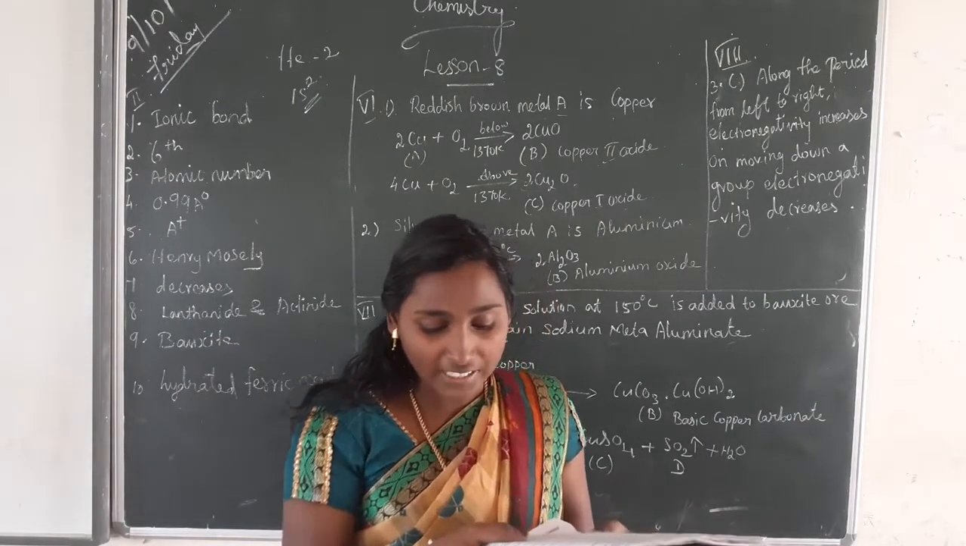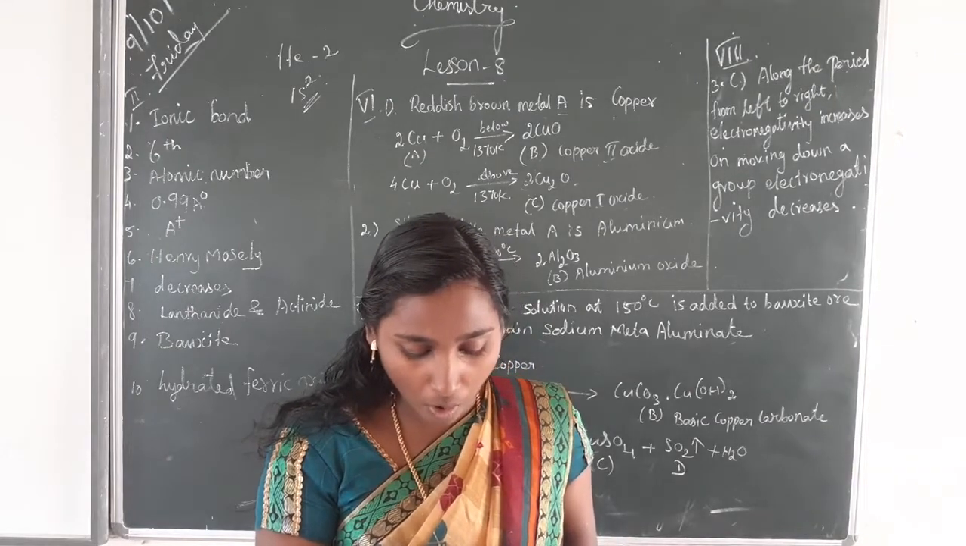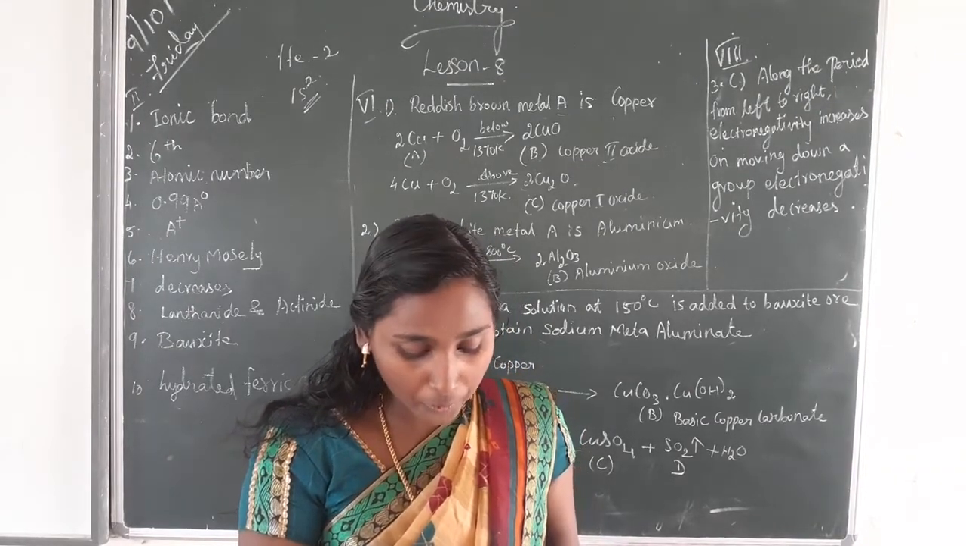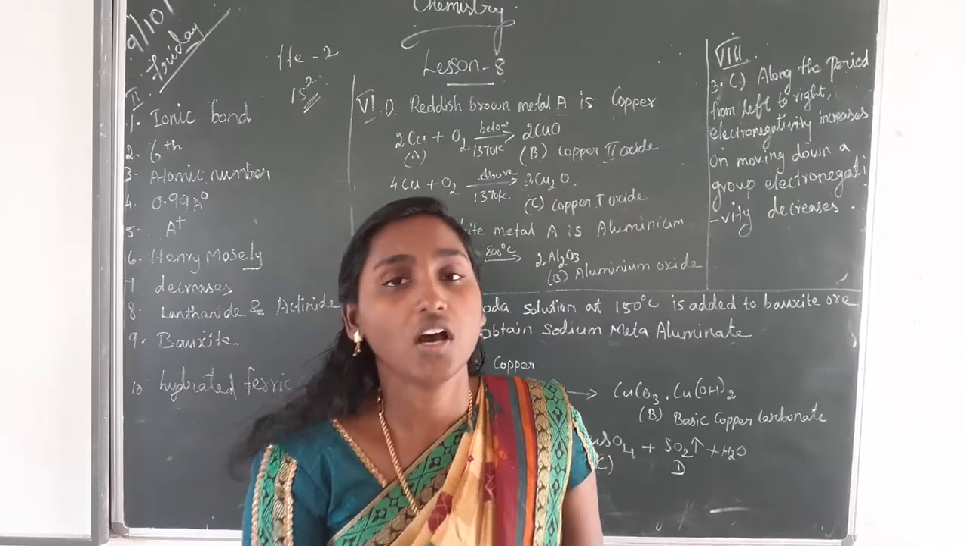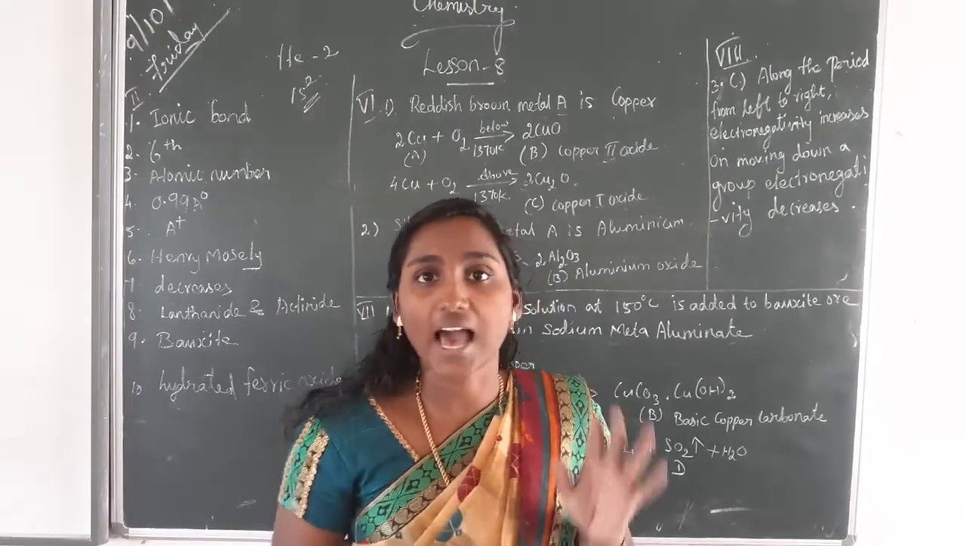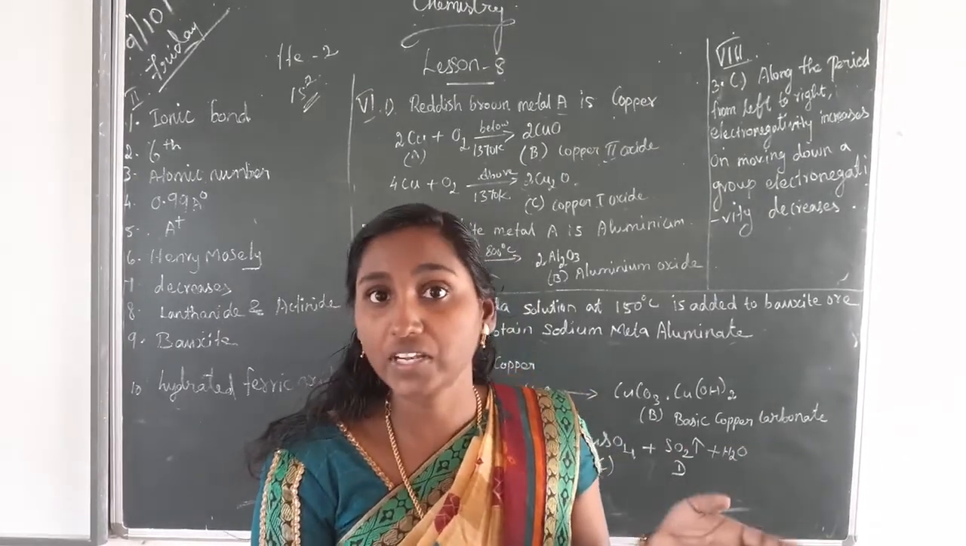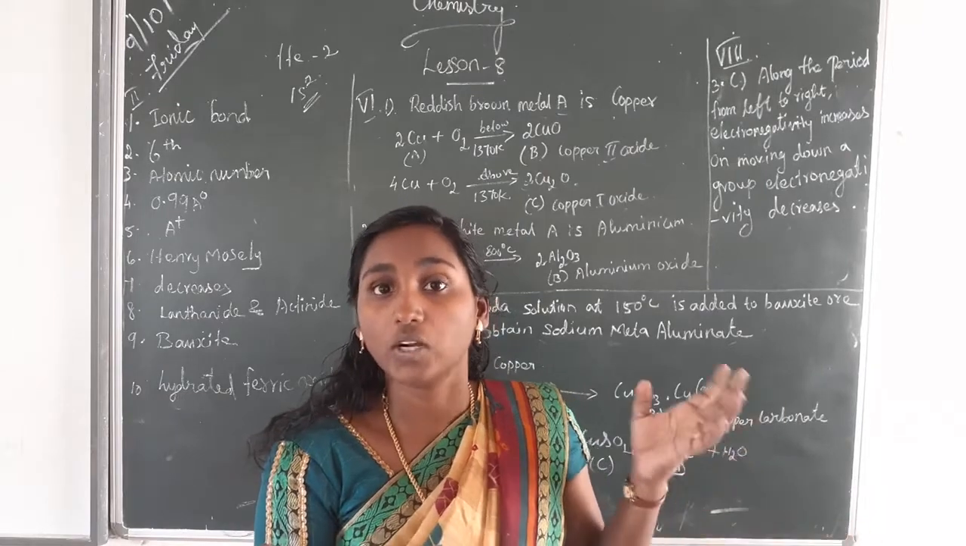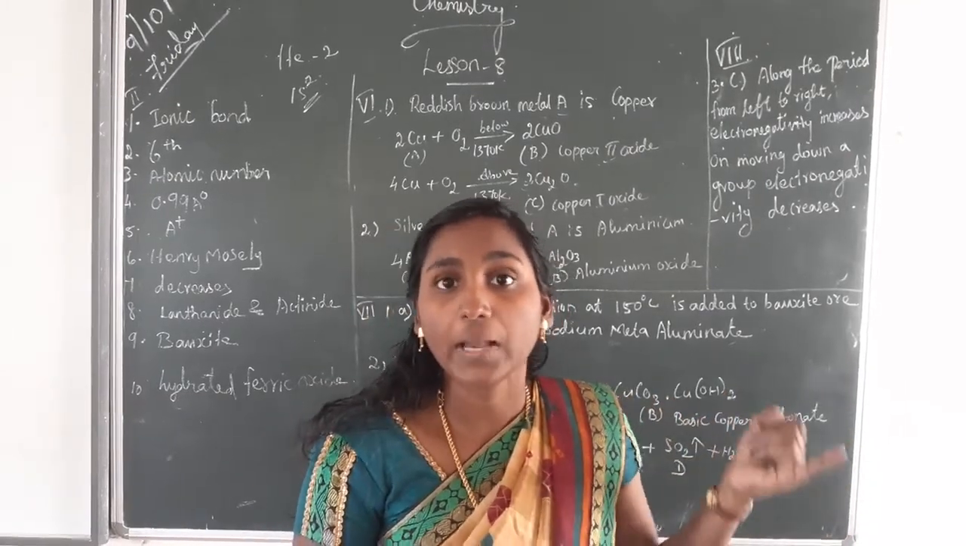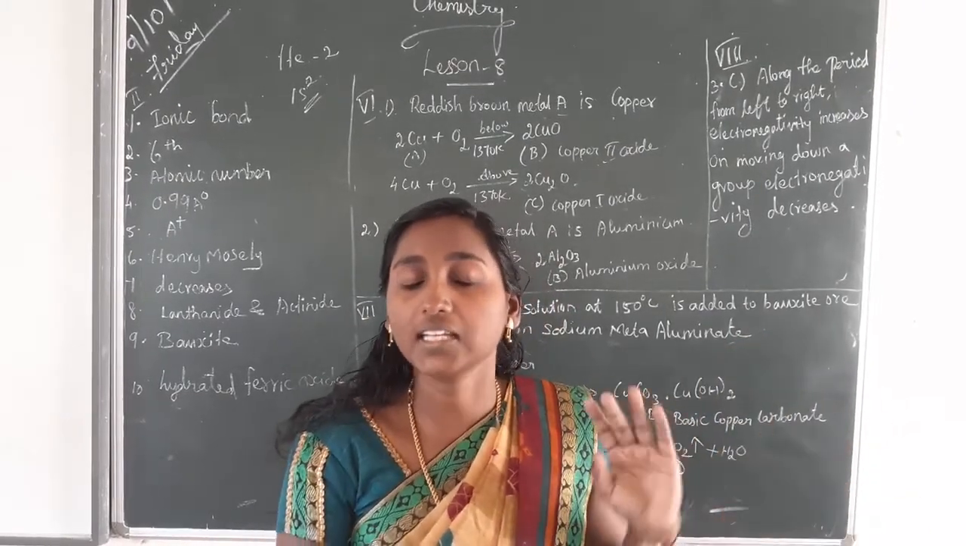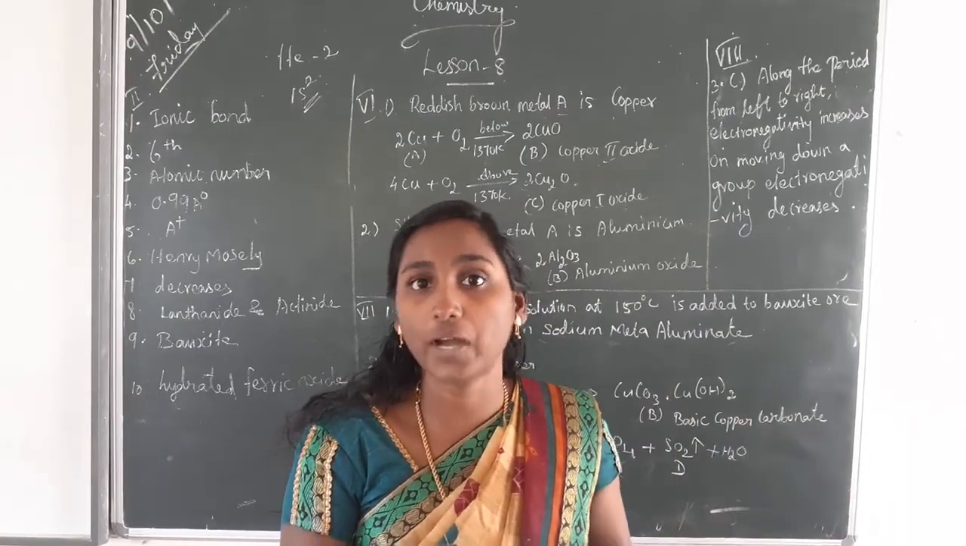Then next Roman letter, seventh Roman letter, long answer. State the reason for addition of caustic alkali to bauxite ore during purification of bauxite. When we are adding this alkali in aluminium, we will get one product. What is that? Sodium meta-aluminate. Alkali means we are adding sodium hydroxide.